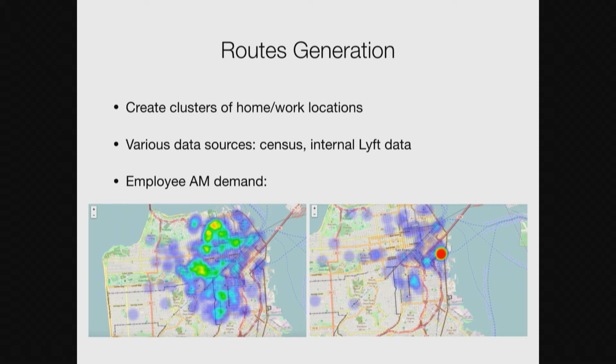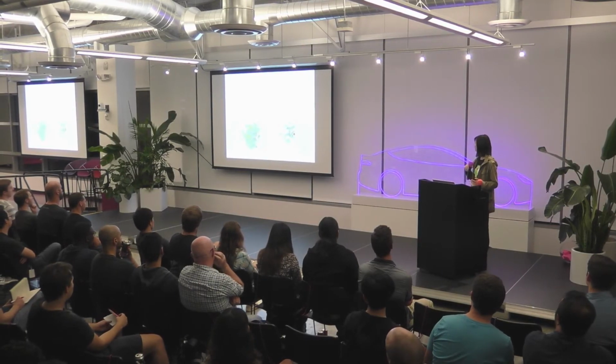You can see here, this is our employees and morning demand for taking Lyft rides. On the left are all the home locations, spread out throughout San Francisco. And on the right, no surprise, in the morning when we take rides, we're mostly commuting to work. And so indeed, the red dot is exactly where we are sitting right now. It's the Lyft headquarters. Taking all of these clusters, we try to fit as many routes as possible to maintain good match efficiency.